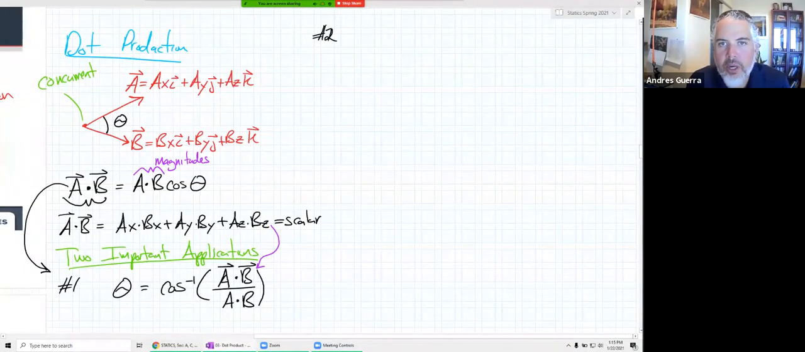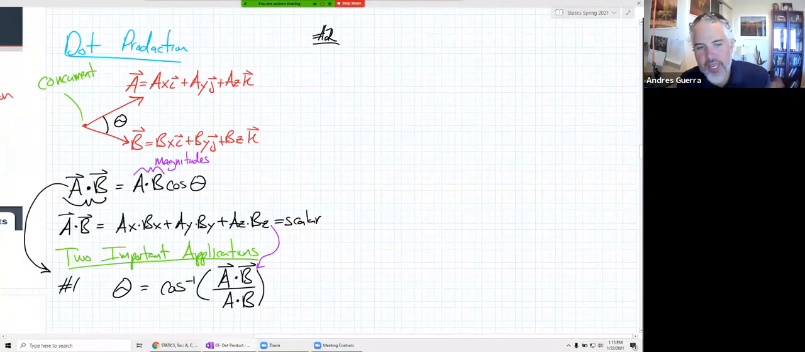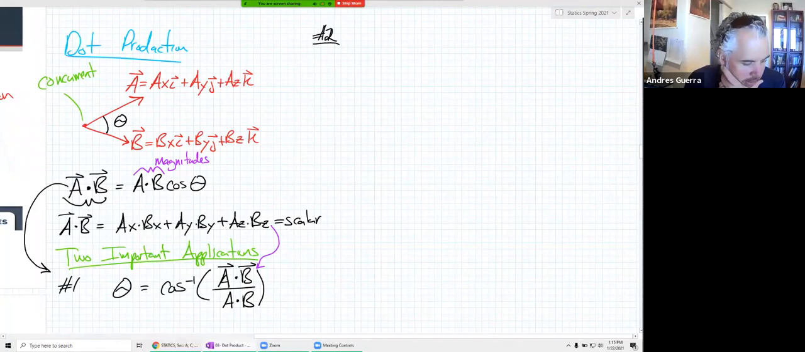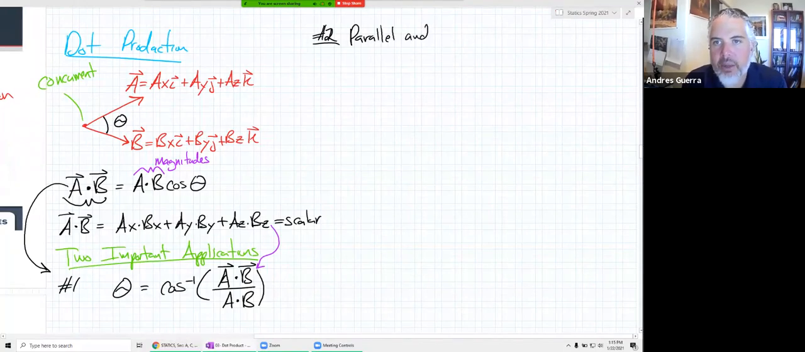Number two, though, this is what you saw in pretty much all the homework problems. I think you're asked for theta once on your homework problems. Number two is to find the parallel and perpendicular components.